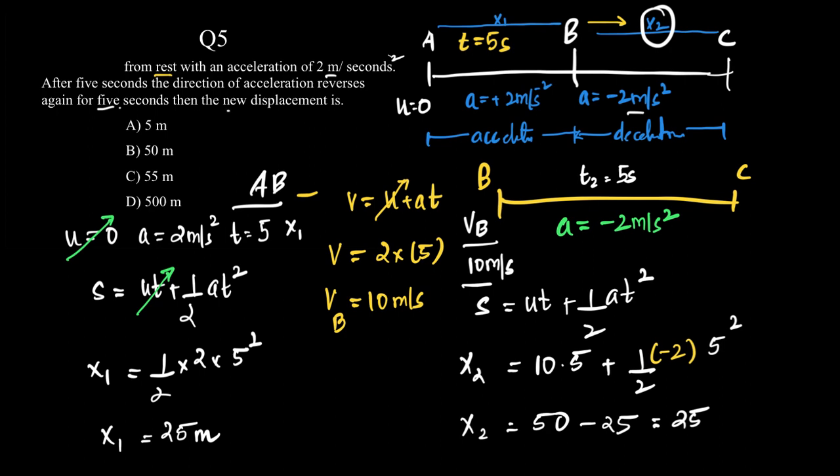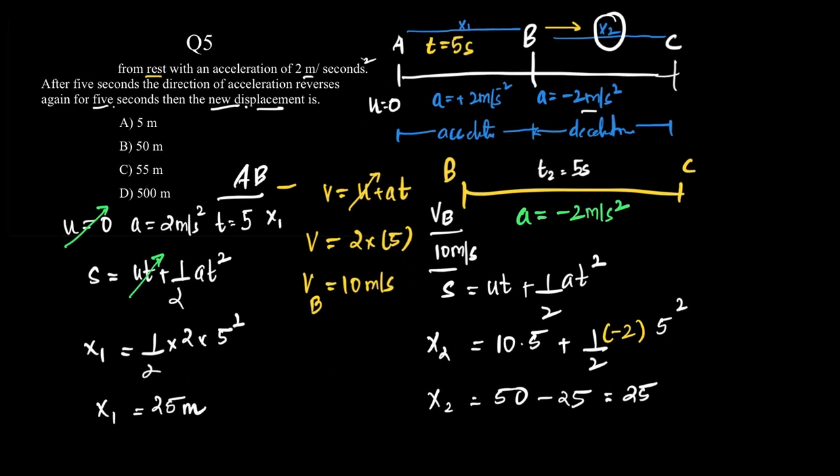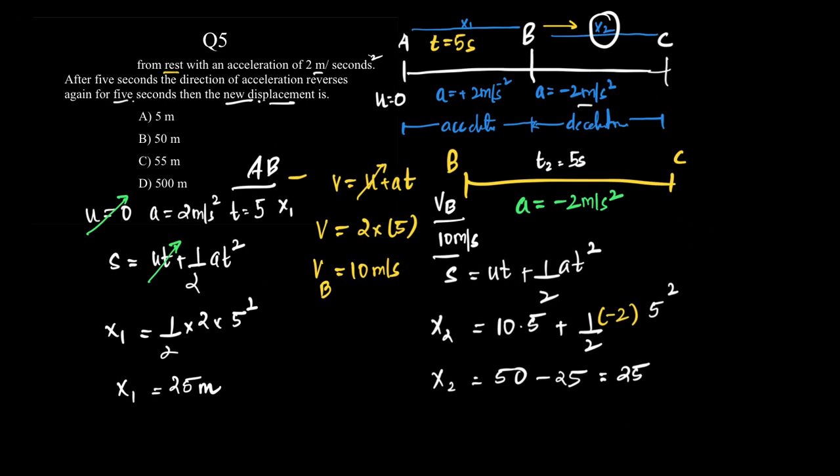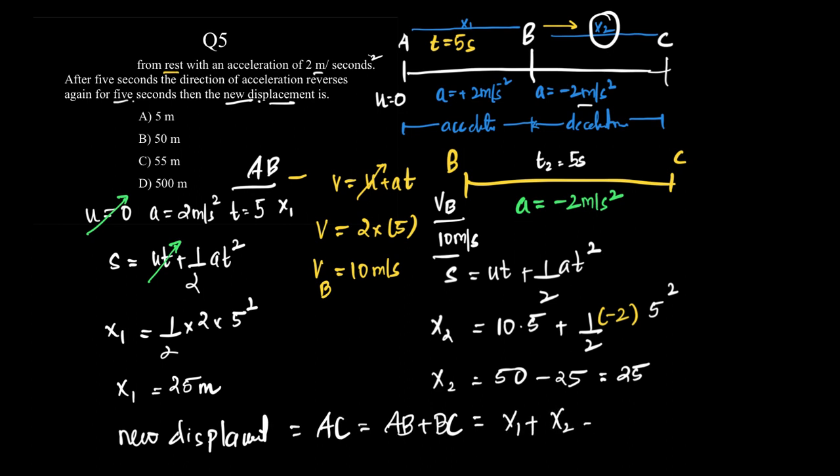Now, the new displacement is being asked in the question, right? So we can say that the new displacement is basically AC, which is equal to AB plus BC, or to be more precise, is basically x1 plus x2, which is nothing but 25 plus 25, which is 50 meters. So the correct option here is option B.